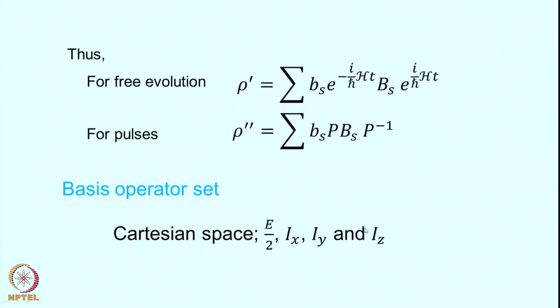Having said that, let us now calculate the transformation that happens for these density operators. For rho dash, we introduce the rho of t here. So it becomes the summation of b_s e to the power minus i over h cross Ht, B_s, e to the power i over h cross Ht. And similarly for the pulses we have rho double dash, which is the summation of b_s P B_s P inverse.